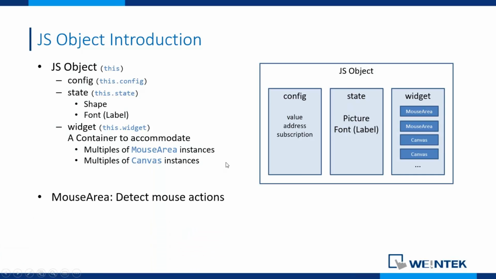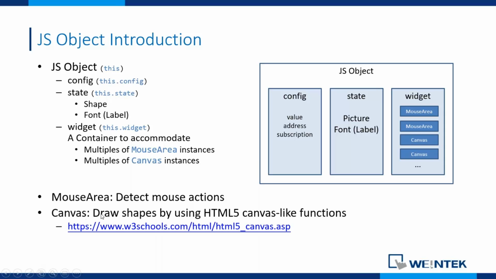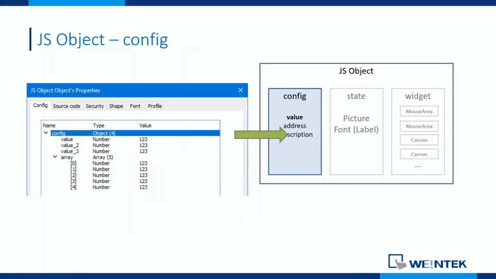Okay. So mouse area will be used to detect mouse actions, and canvas will be used to draw shapes, just like what modern HTML5 canvas will do in web browsers. Okay, so those are the configurations.